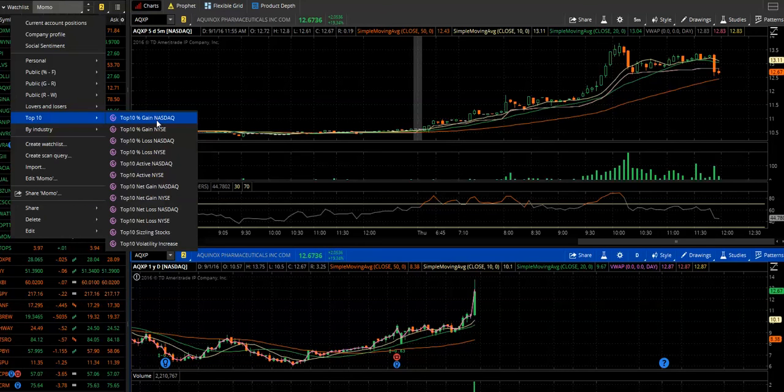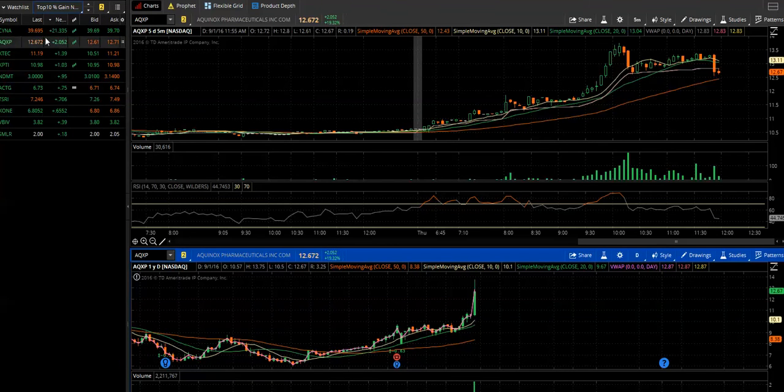All you have to do is just click on this, and it will pull up a list of the top 10 percent gainers. You want the ones with the percent gains, not dollar gains. We're talking about percentage gain stocks. And you'll see there's AQXP right up there, as well as a few others. This will give you a very good base to start working with.